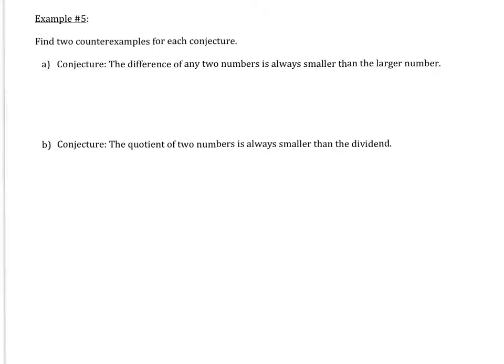If I take a number like 10 and subtract -3 from it, I would end up getting positive 13. This conjecture said that the difference, so I subtracted, of any two numbers, 10 and -3, is always smaller than the larger number. The larger number in this case is 10, and it's saying that that difference, 13, is always going to be smaller than the bigger number. But in this case, I got 13, which is bigger than 10.